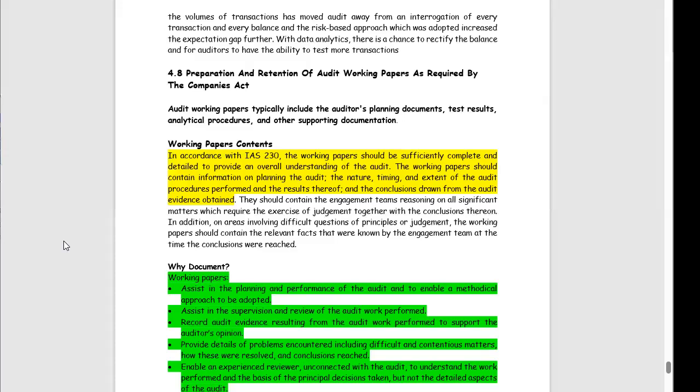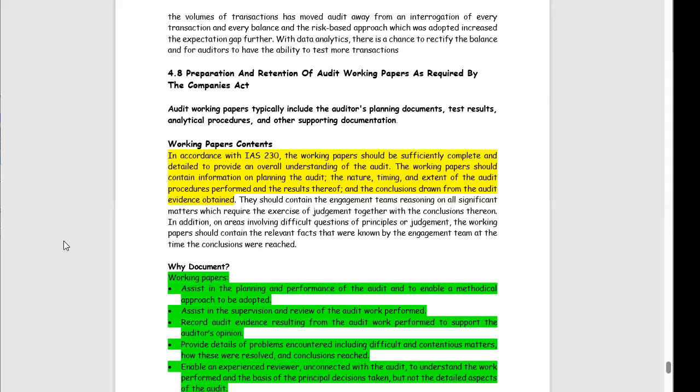So we continue that particular paragraph. In accordance with ISA 230, the working paper should be sufficiently complete and detailed to provide an overall understanding of the audit. The working paper should contain information on planning the audit, the nature, timing, and extent of the audit procedures performed, and the results thereof, and the conclusions drawn from the audit evidence obtained.